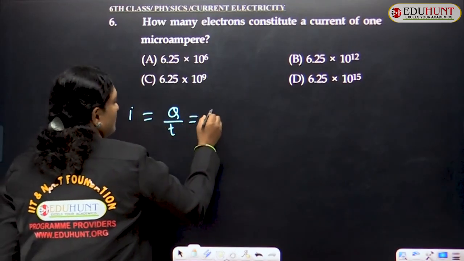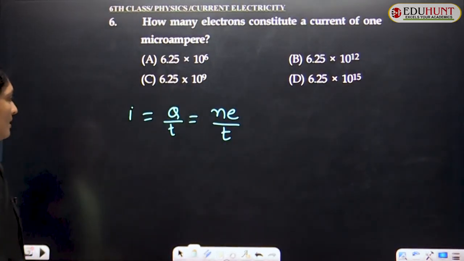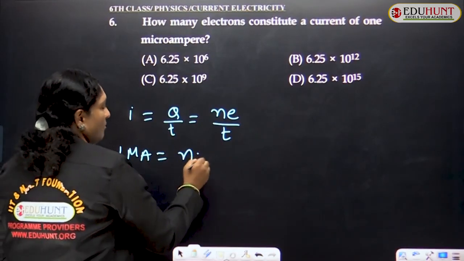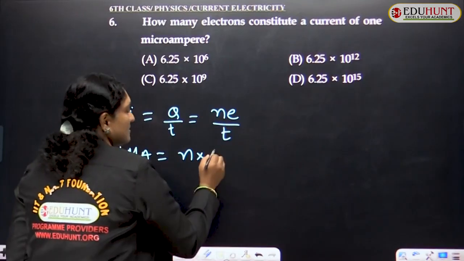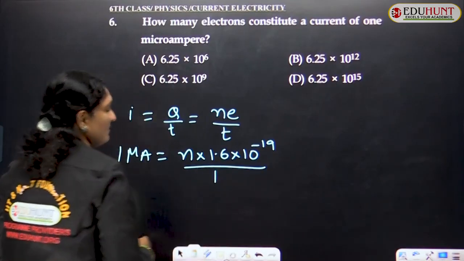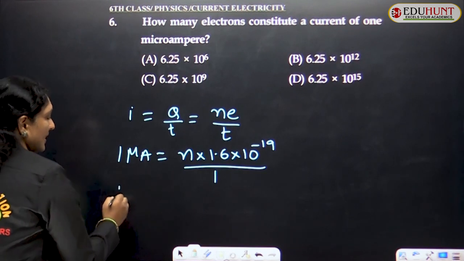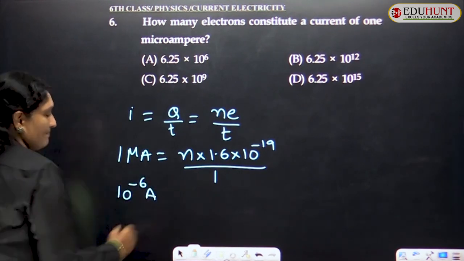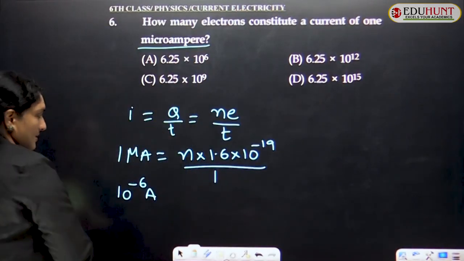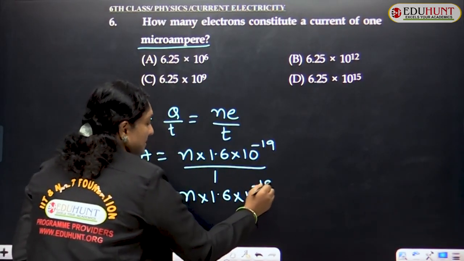And at the very beginning I told you that charge is equal to the number of electrons per unit time. So current, given as 1 microampere, must be equal to the number of electrons times the charge of an electron, 1.6 into 10 power minus 19, upon unit time, which means 1. So what is the value of 1 microampere? If you convert it into amperes, it will be 10 power minus 6 amperes. 1 micro is taken as 10 power minus 6 ampere, because they gave it as microamperes, equals n times 1.6 into 10 power minus 19.